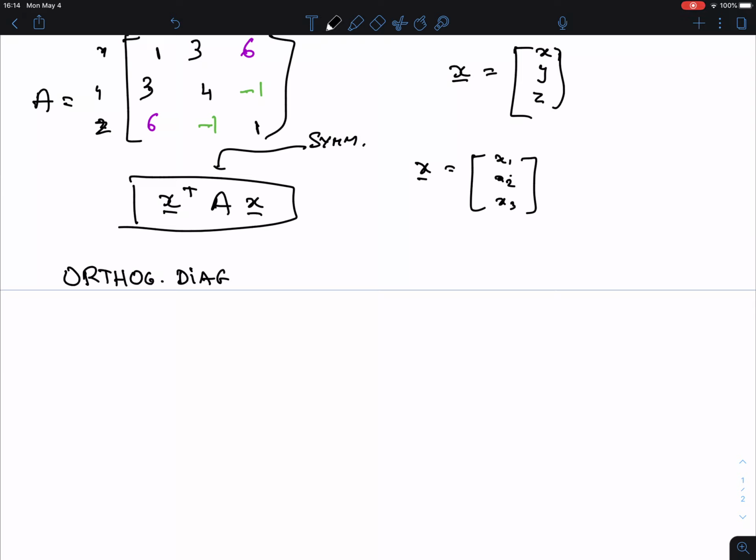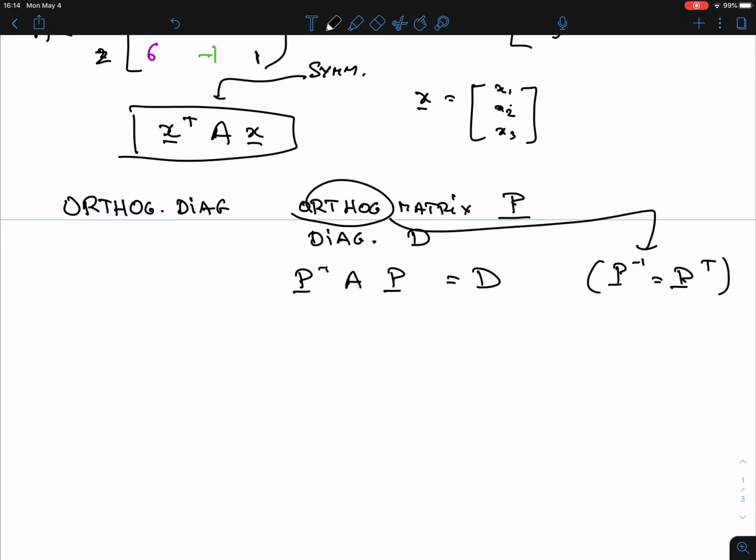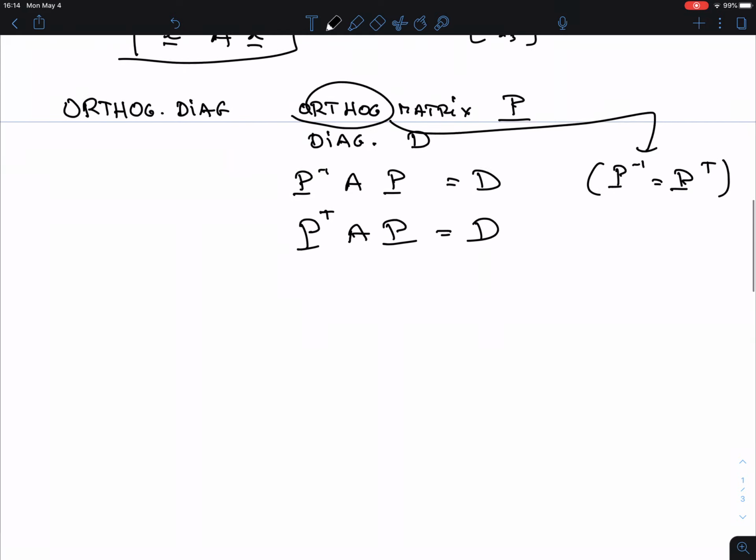Okay, so orthogonal diagonalization tells me I can find an orthogonal matrix P, that was that invertible matrix P, right? And a diagonal matrix D, such that P inverse A P is D, but then we know that P inverse is P transpose, that is what orthogonal means. So I can actually write it as P transpose A P is D. Okay. Now, why do I want to do this? Before I do this, I'm going to explain why I want to do this.